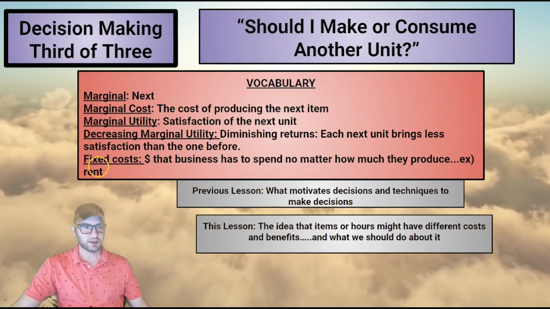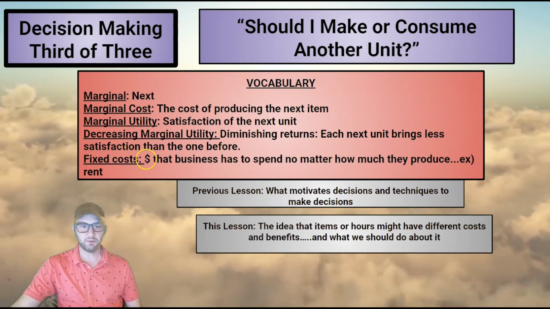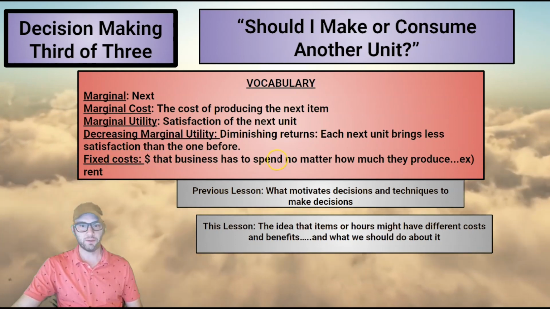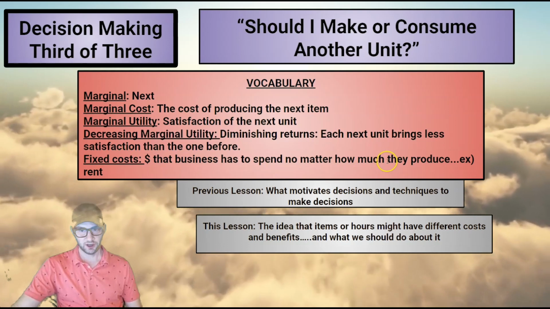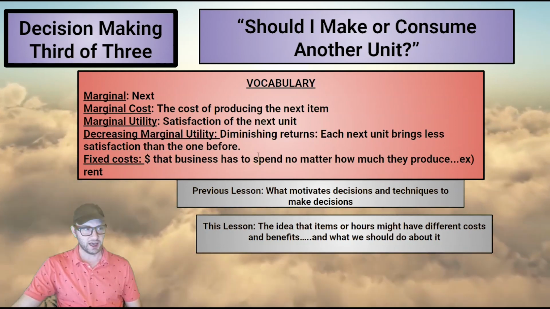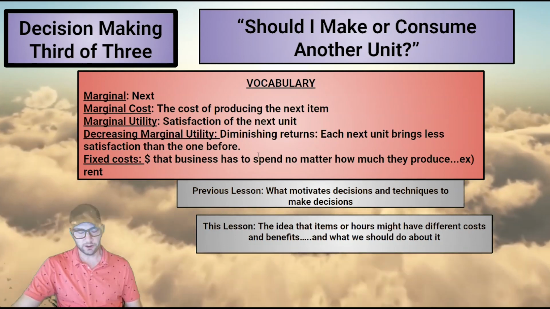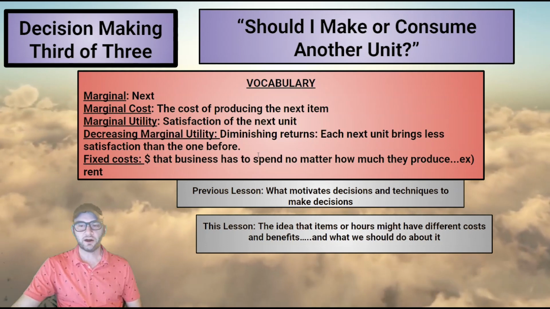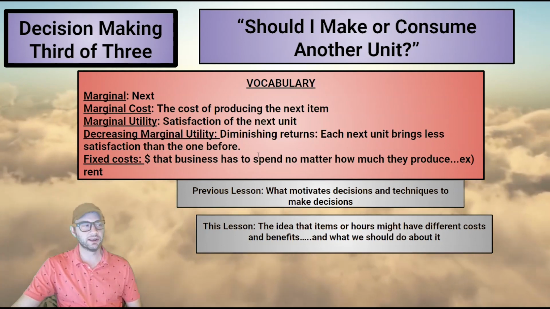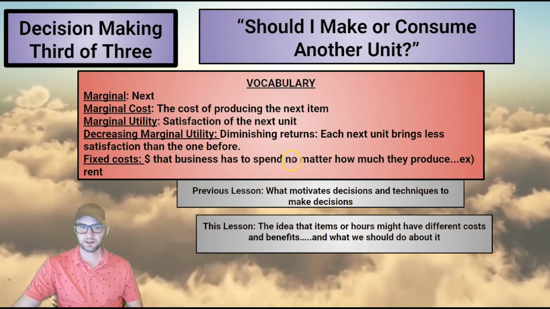And the final vocab is called fixed costs. In business, fixed costs is the amount of money that you have to spend no matter how much you produce. For example, rent. In my calzone business, I had to spend, I think it was $1,100 a month for rent. It was either $800 or $1,100. It doesn't matter how many calzones I make. I could literally make no calzones and I still had to pay that rent. It's called a fixed cost.